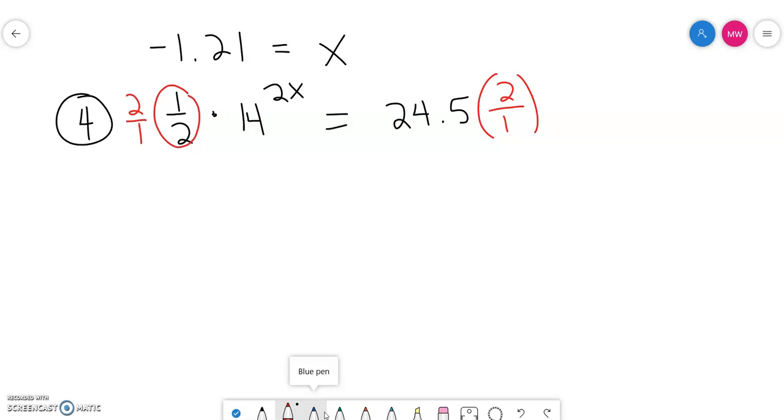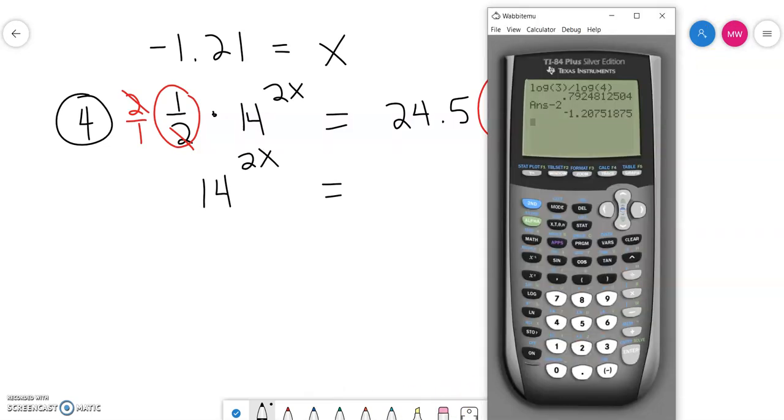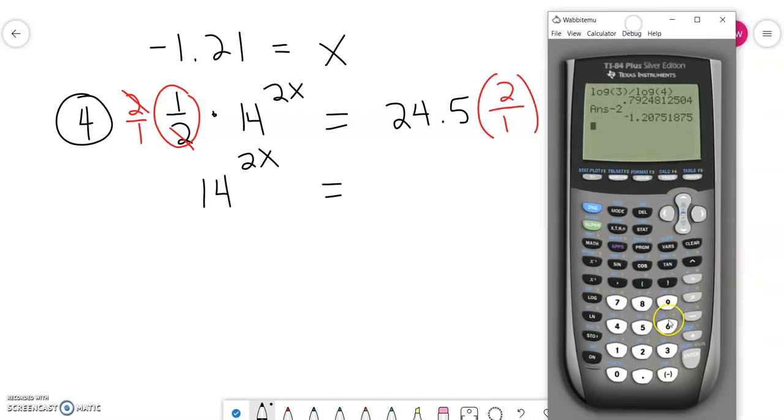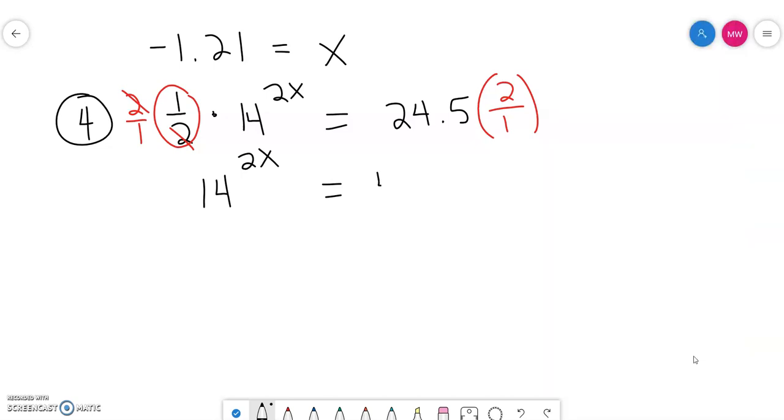And the reason why this works is if you have a 2 on top and a 2 on bottom, they cancel each other out. Of course, the 1 doesn't really matter here, so that's going to be 14 to the 2x power equals, let me grab my calculator, 24.5 times 2 over 1. And keep in mind that 2 over 1 is just 2. So really it's 24.5 times 2, which gives us 49.